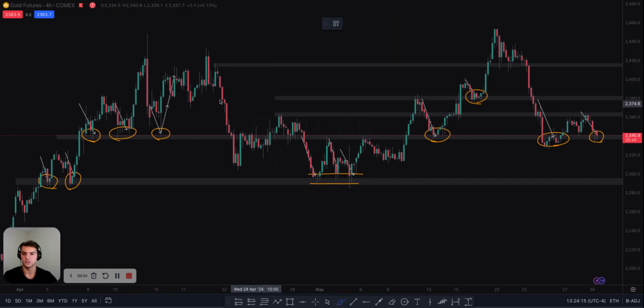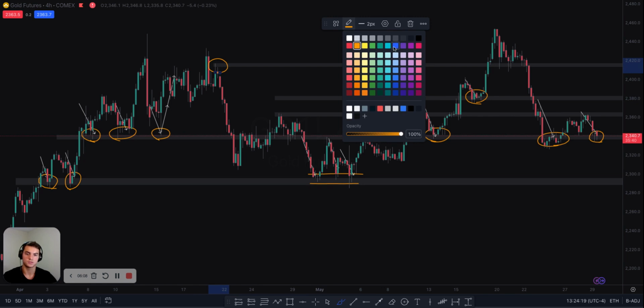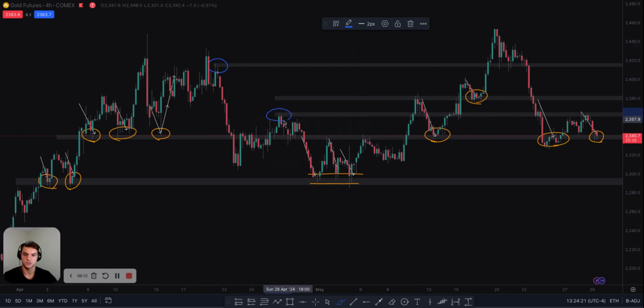Now let's do resistance, right? So let me switch the color. Resistance. This is a level of resistance. This is a past level of resistance over here. Now resistance is the opposite of the support, right?